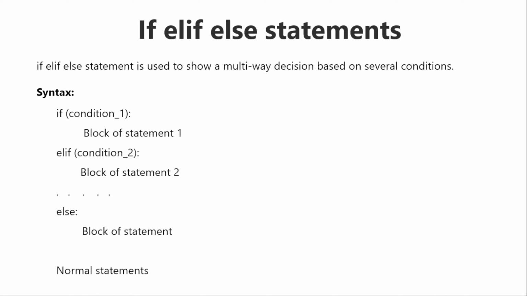If condition 1 fails, then it will move to elif and it will check for condition 2. Then if condition 2 is true, then block of statements 2 will be printed. In some cases, if condition 2 also fails, then it moves to else and prints the block of statements there. And finally, the last normal statements will be printed once the program is executed. So now let us move to the code editor and perform an example here.